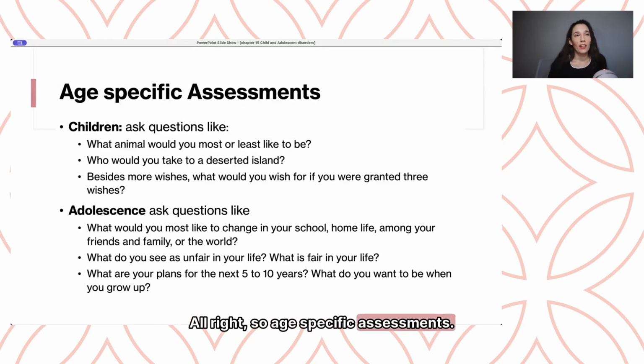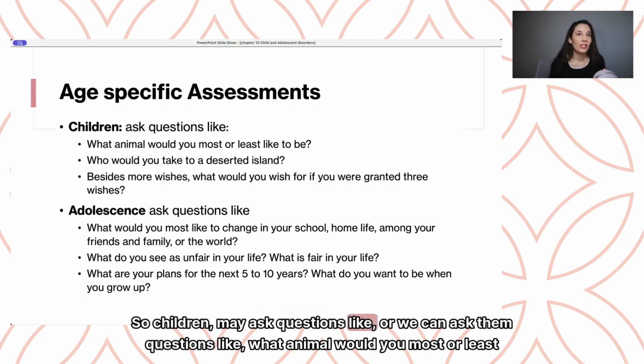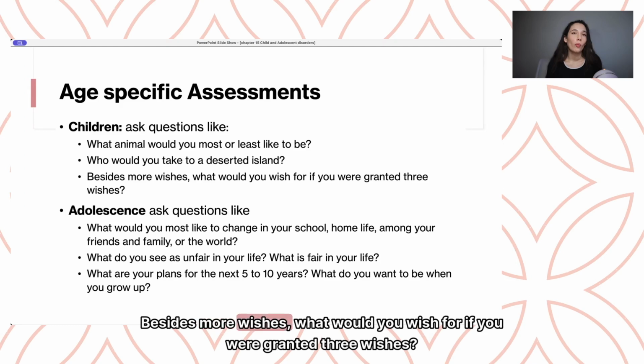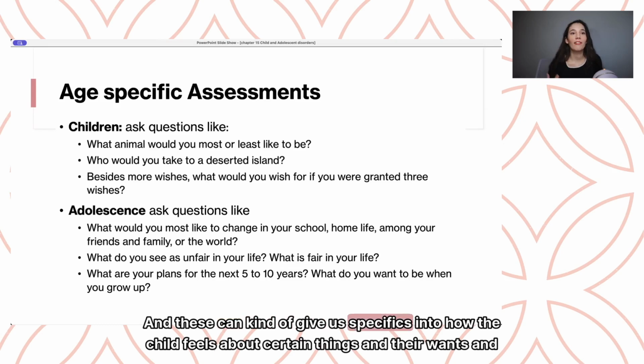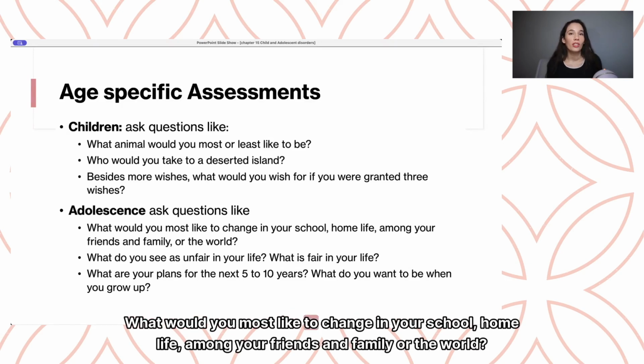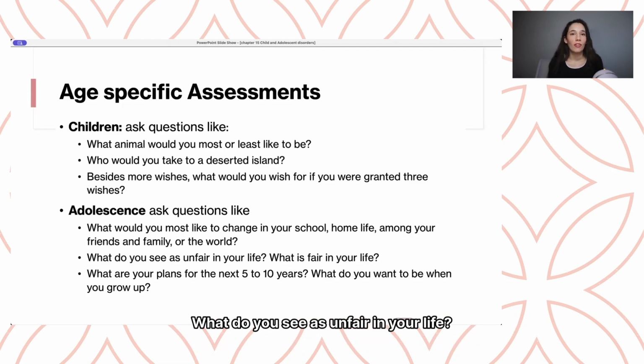All right, so age-specific assessments. With children, we can ask them questions like, what animal would you most or least like to be? Who would you take to a deserted island? Besides more wishes, what would you wish for if you were granted 3 wishes? And these can give us specifics into how the child feels about certain things and their wants and needs in life. For adolescents, we can ask things like, what would you most like to change in your school, home life, among your friends and family, or the world? What do you see as unfair in your life? What is fair in your life? And what are your plans for the next 5 or 10 years? Or what do you want to be when you grow up?